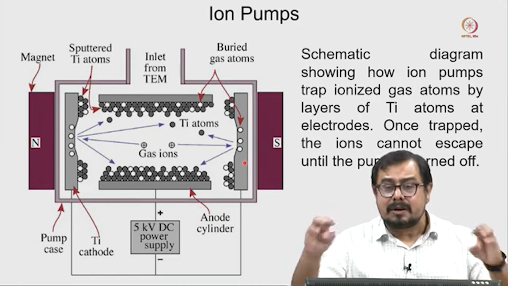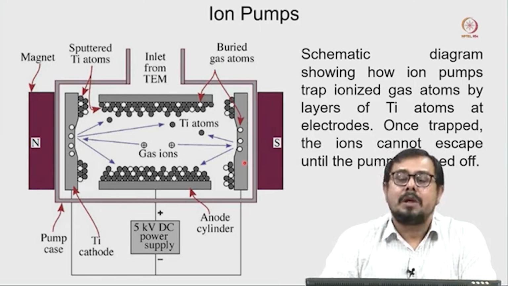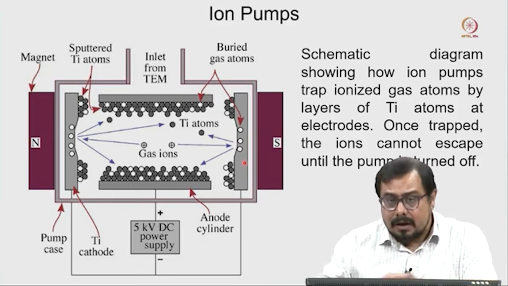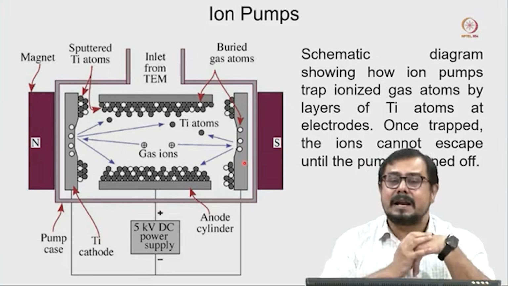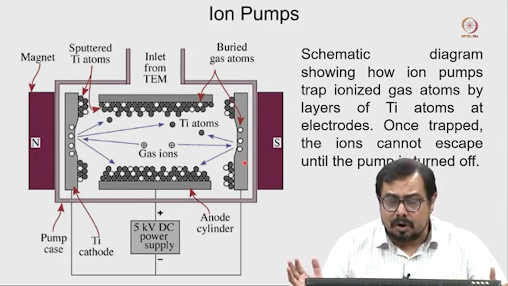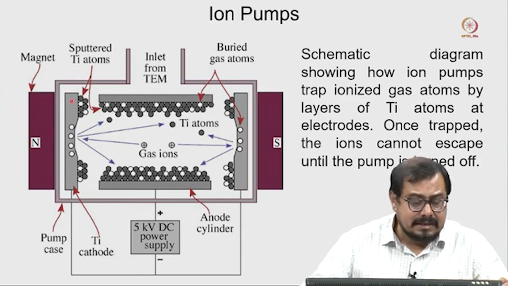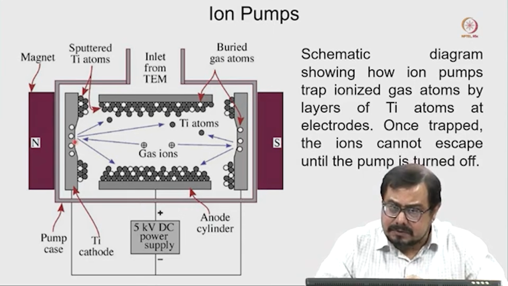So, that interacts with the titanium and stays there. That is one of the reasons I said this ion pump cannot work at atmospheric pressure. Why? Because at atmospheric pressure there are so many gas molecules, and the titanium we are making here has only a limited number of atoms.